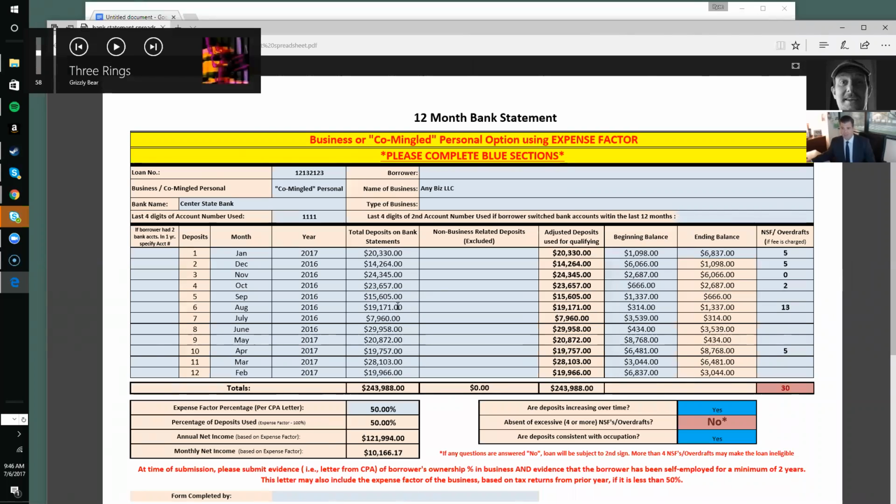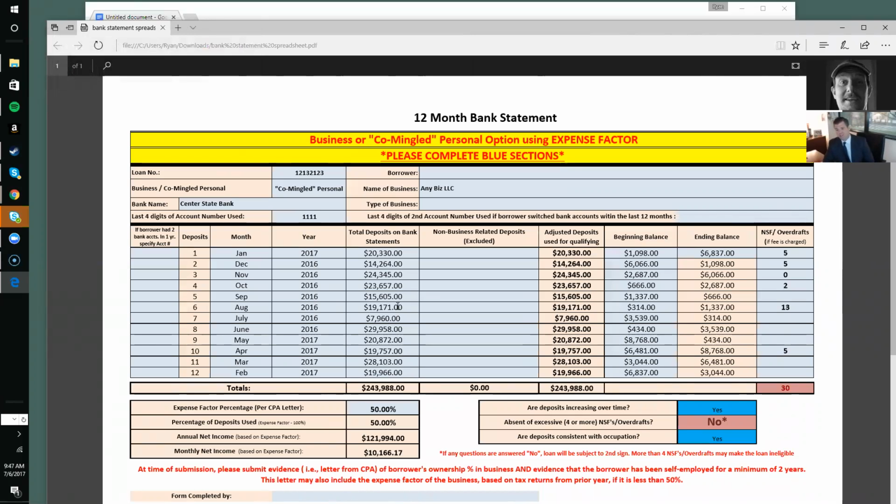Yes, so this is an example of the bank statement program for self-employed individuals. There's actually a straight business option or a commingled option between personal and business accounts. What you'll see there is a monthly rundown of the last 12 months. Basically, it's based on the total deposits and then an expense factor based on a letter from the CPA, which you can obviously also derive from a P&L, right? So you'll see the gross income and then the expenses: what percentage of that gross deposit number goes towards expenses, what's left over, and then what the monthly net income is that we can use to qualify for the loan.